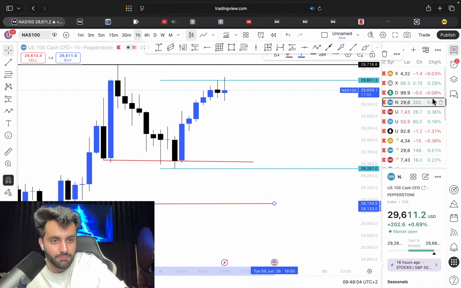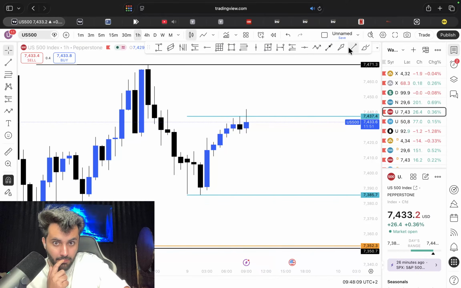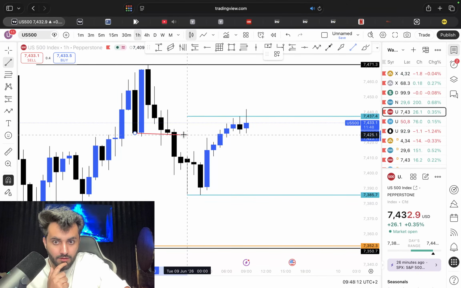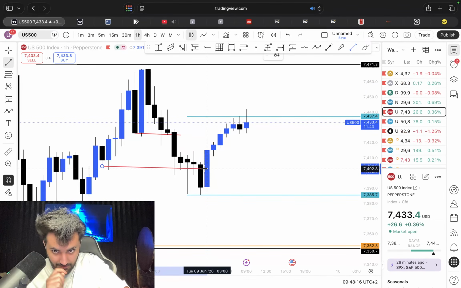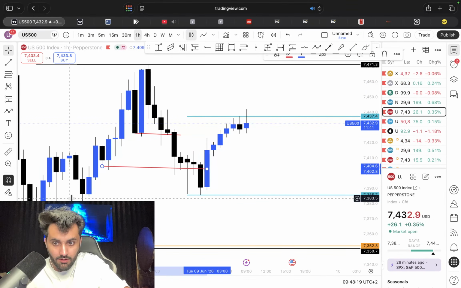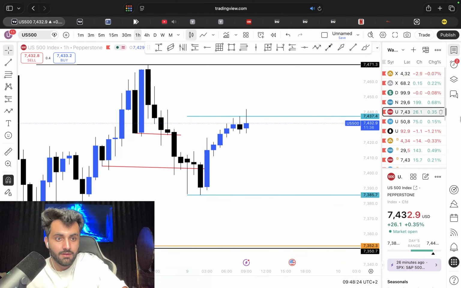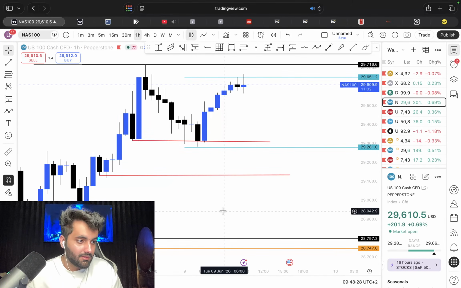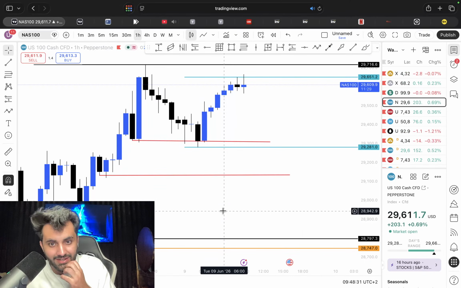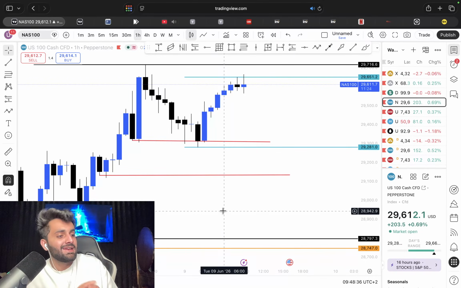However, on the S&P 500, look at that. We swept this low, we swept this low. We didn't sweep this low, but we swept two lows. However, on Nasdaq, we didn't sweep it. So what does that mean in indices? It means that these two markets want to go up.